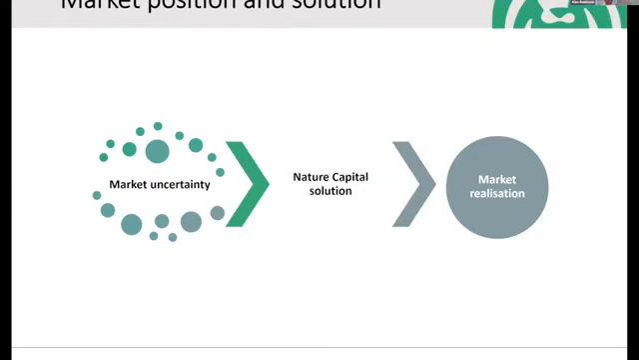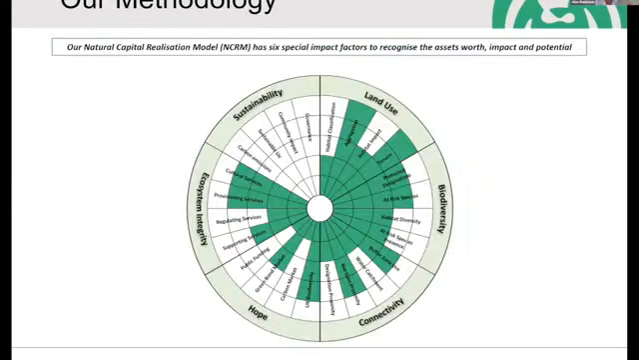So you're wondering what our methodology is. Well, if you as a landholder, land manager, landowner were to come to us, we would apply our natural capital realization model. This looks at 6 spatial impact factors and allows us to quantify the worth, impact, and potential of the natural capital present on your holding.